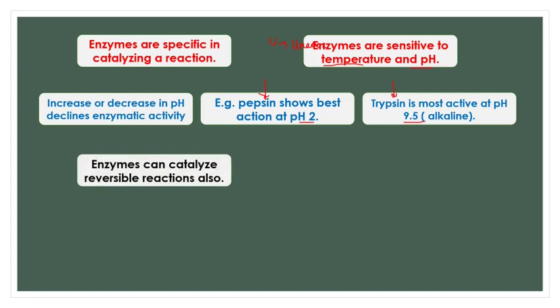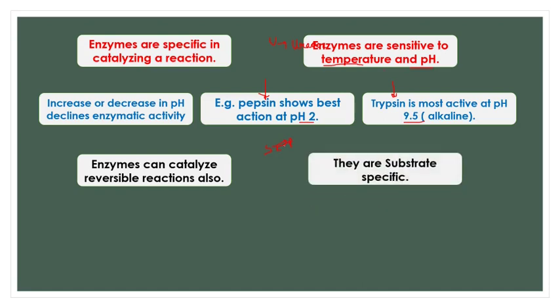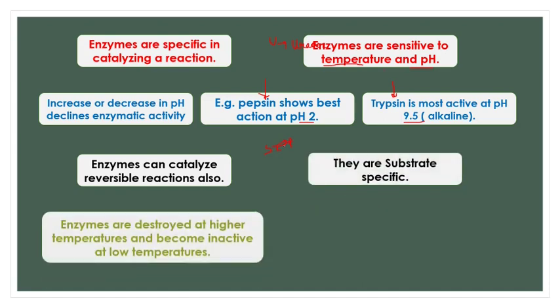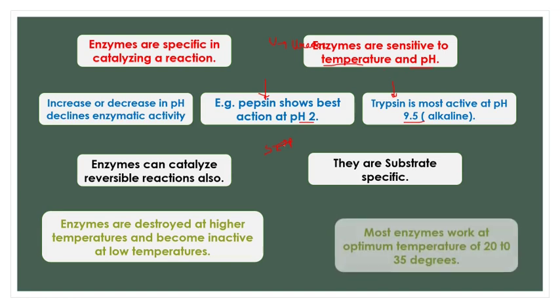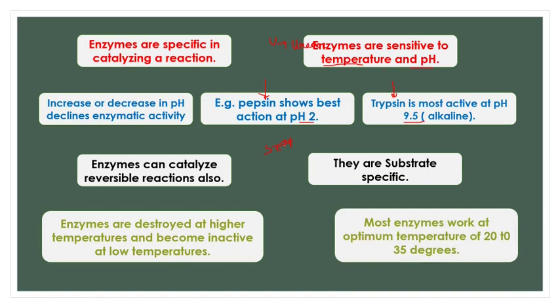Enzymes can catalyze reversible reactions also. Substrates are converted to products, and these products can be converted back into substrates. Such types of reactions are also catalyzed. Reversible reactions can be catalyzed by enzymes. And I already told you they are substrate specific. If we heat substances, enzymes are destroyed or denatured. So enzymes are destroyed at higher temperatures and they become inactive at low temperatures. Most enzymes work at an optimum temperature of 20 to 35 degrees centigrade.